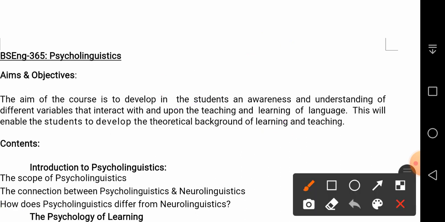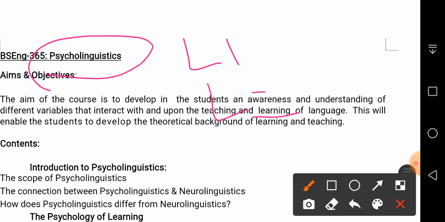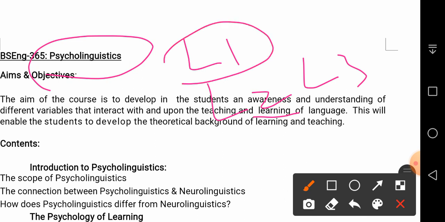So learning is very important, particularly learning of languages. Psycholinguistics deals with learning of languages. How do we learn our first language, L1, and how do we learn our second language, L2, or other languages? There are minor differences between first language learning and second language learning.